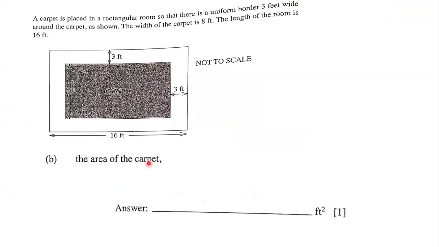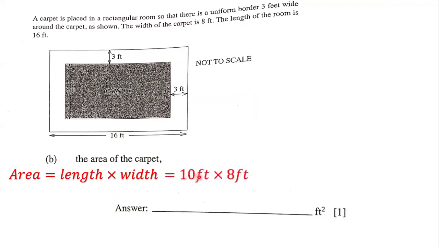Next, we have to determine the area of the carpet. The carpet is rectangular, so the area of the carpet is going to be the length times the width. We already know that the length is 10 feet and the width is 8 feet. And so the area of the carpet is going to be 80 feet squared.